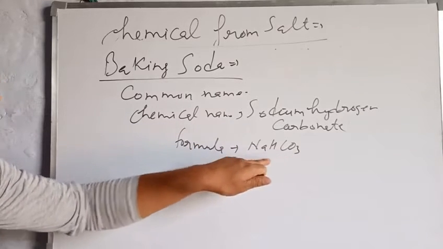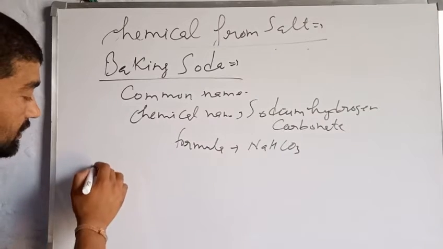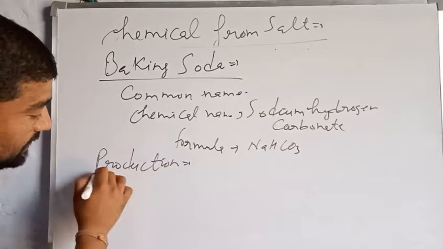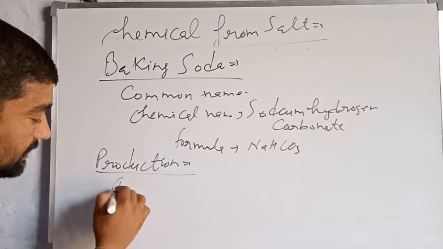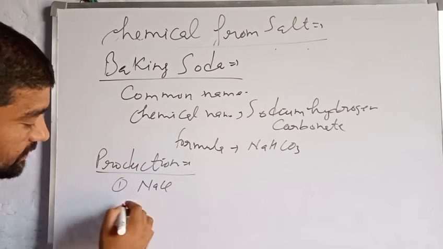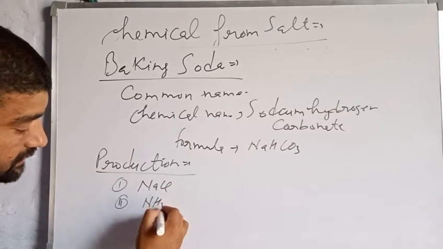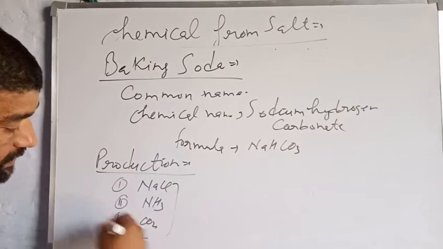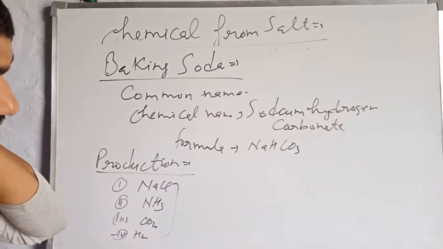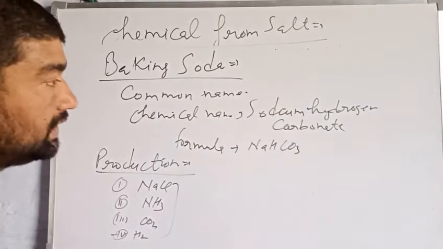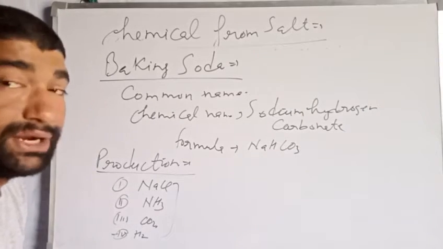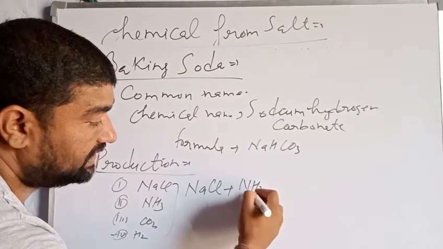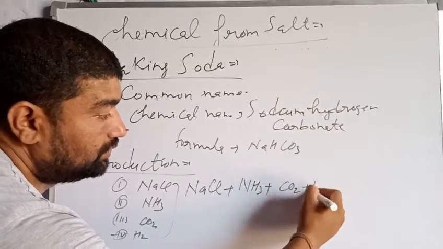So common name is baking soda, chemical name is sodium hydrogen carbonate, and formula is NaHCO3. When we talk about the production, how we will produce it, we will produce it with the help of a few agents: we have NaCl, we have ammonia, we have CO2, and we have H2O. With these agents, we can produce our product, sodium hydrogen carbonate. So this is NaCl plus NH3 plus CO2 plus water.